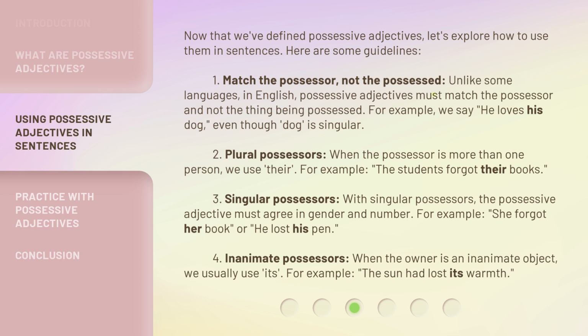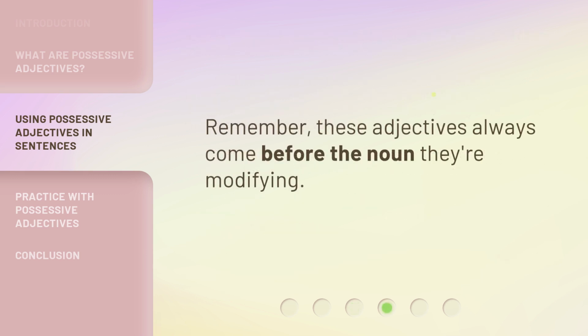4. Inanimate possessors. When the owner is an inanimate object, we usually use its. For example, "The sun had lost its warmth." Remember, these adjectives always come before the noun they're modifying.